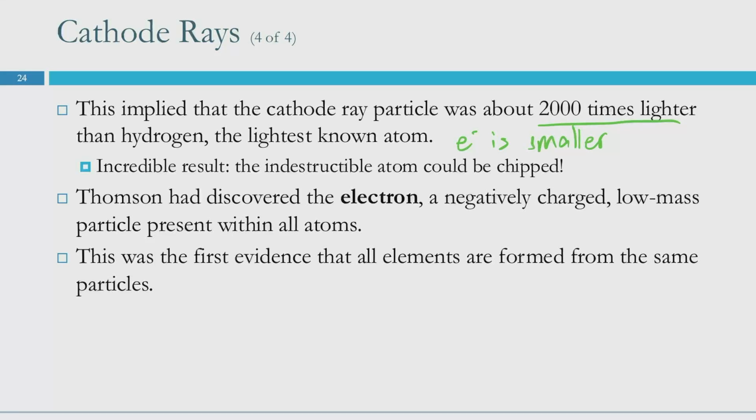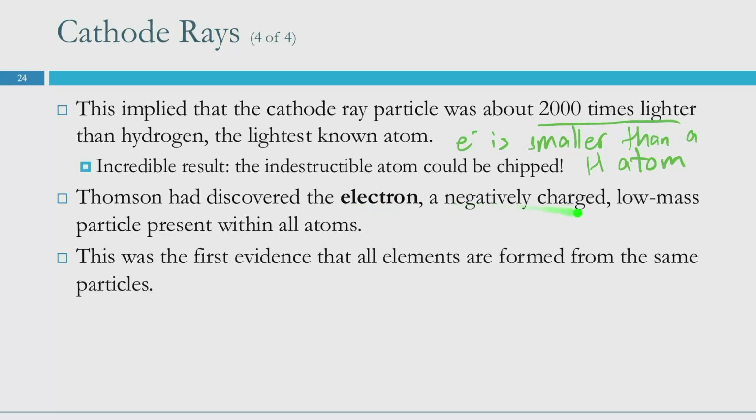So an electron is smaller than a hydrogen atom. And this kind of foils one of Dalton's points in his atomic theory. These smallest particles, these atoms, are not actually indestructible. They're not the smallest thing. They're made up of other things, and one of those things is electrons.